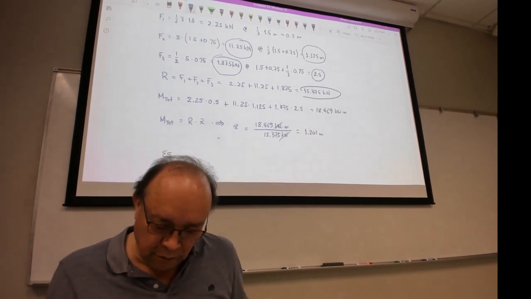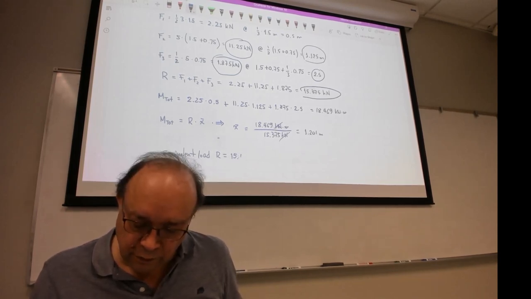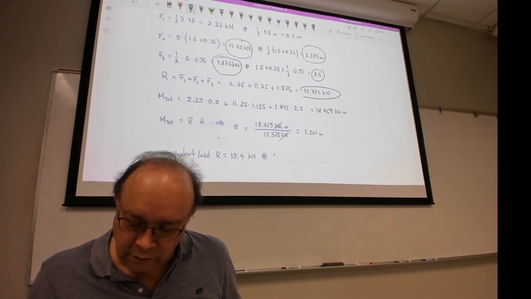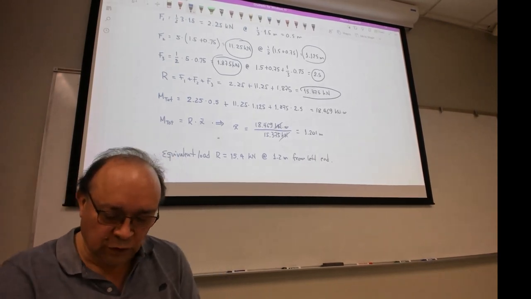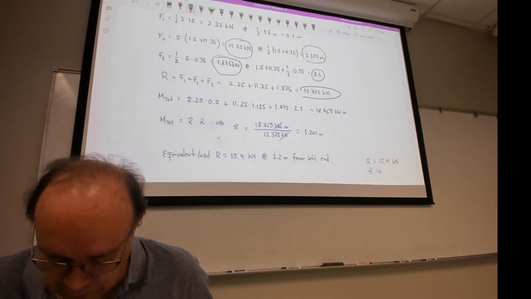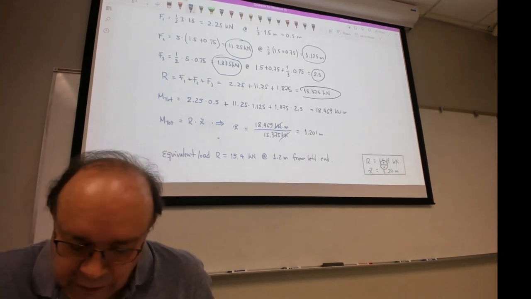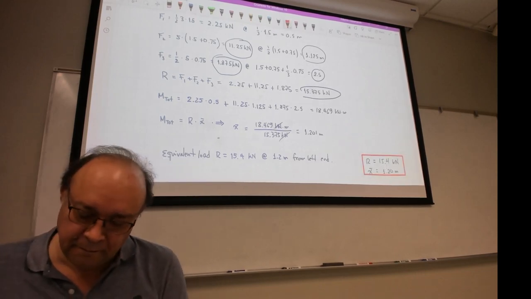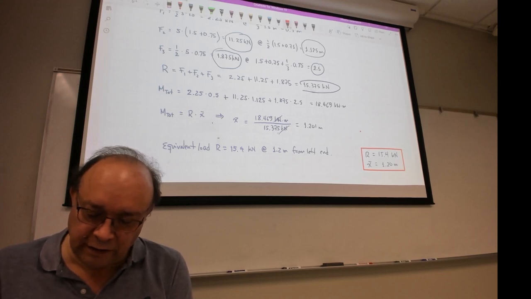So the equivalent load R equals 15.4 kilonewtons at 1.2 meters from the left end. Good. Or you can write R equals 15.4 kilonewtons, X bar equals 1.20 meters, and put it in a nice red rectangle. That's another way to put the answer. Maybe it cannot be easier or nicer.